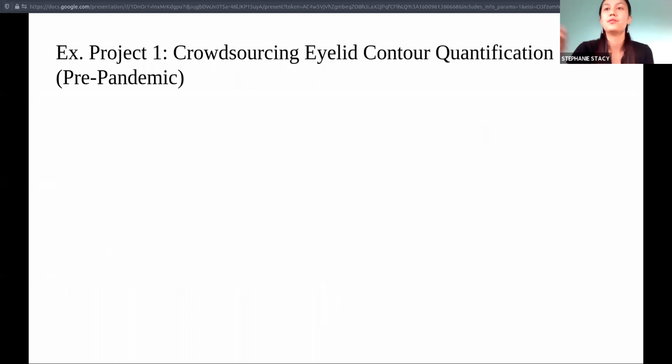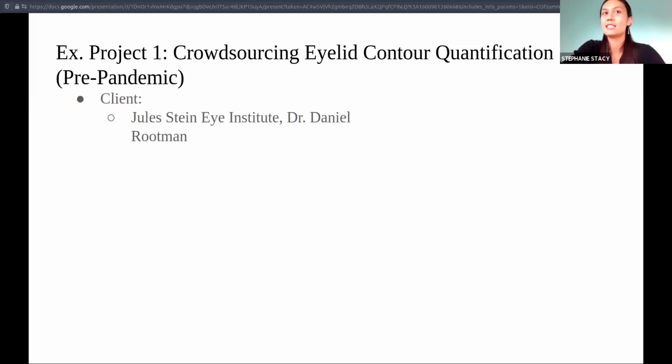So I have TA'd with Mahtash for 2 quarters. Both of those quarters were for the statistical consulting class. So these examples that I'm going to share with you are both from that course. And the first one is about crowdsourcing eyelid contour quantification. Okay, so this was with the Jules Stein Eye Institute, and we worked with Dr. Daniel Rootman, who's an eye surgeon there.